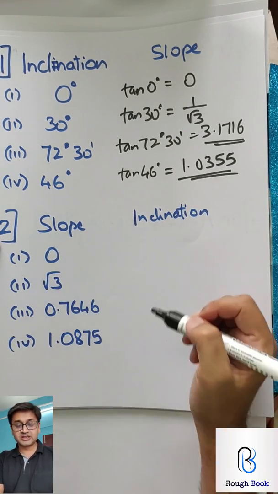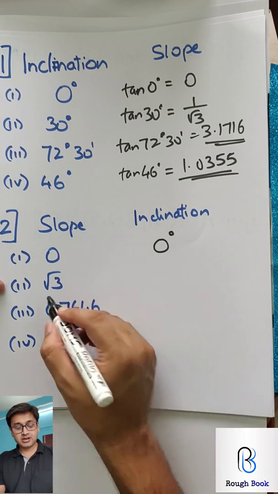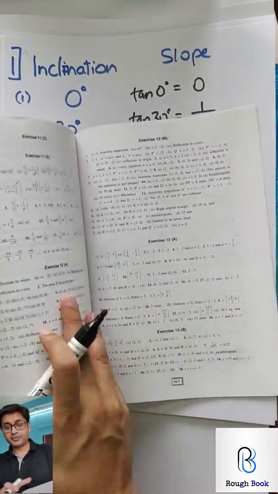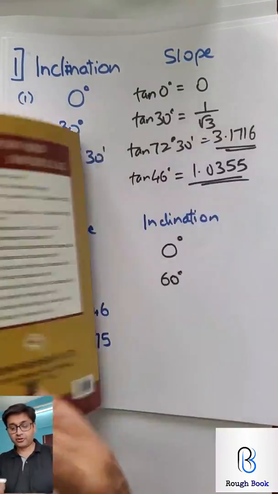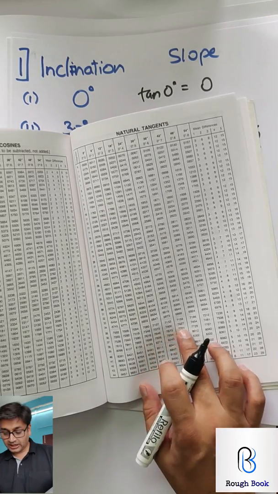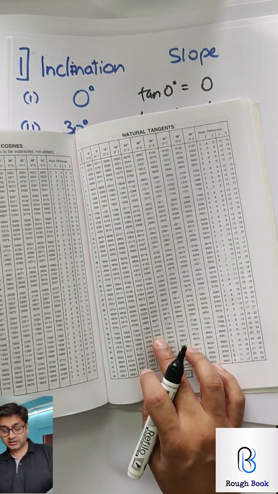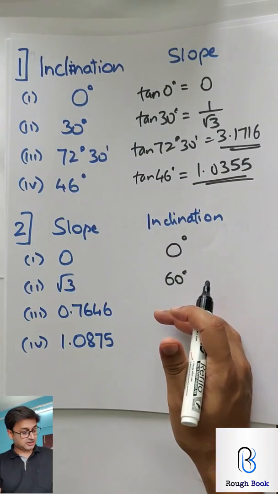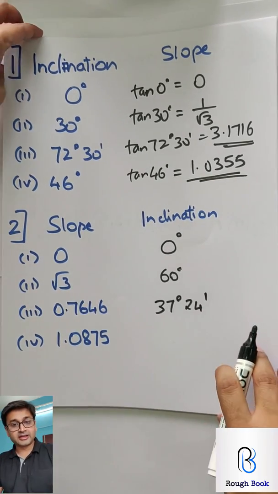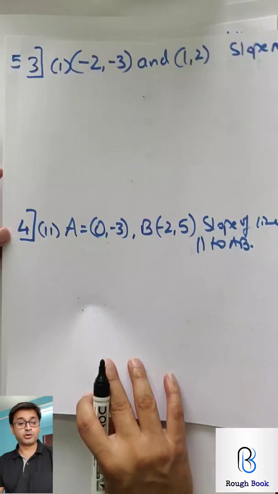Now the reverse way. If slope is given, how will you calculate the inclination? So if slope is 0, then the inclination is 0 degrees. Root 3, 60 degrees. Now 0.7646. So we'll have to go behind into the same tan table we went to just now and look out for those numbers 7646. So I can see 7646 somewhere here. 7400, 76. We want 7600. So 7646 is right here. 37 degrees and 24 minutes. So you will write over here 37 degrees and 24 minutes. This is called minutes. Did you get now how to calculate your inclination? Can you calculate this one on your own without my help? Yes, you can. Do it. I'm not doing it for you.